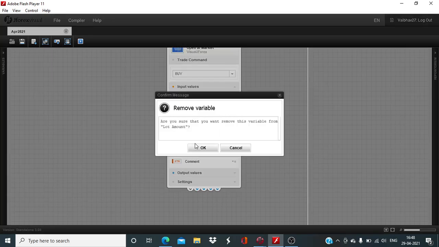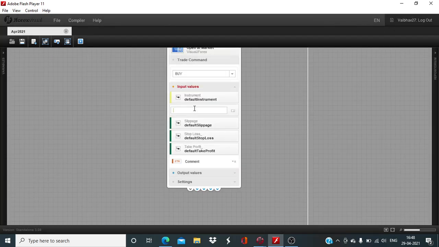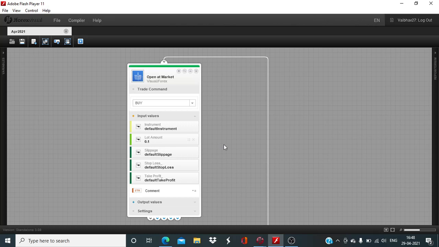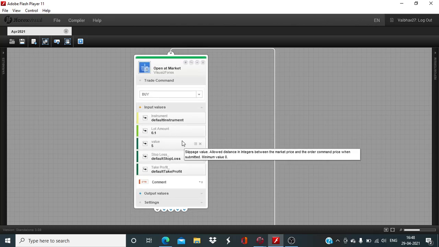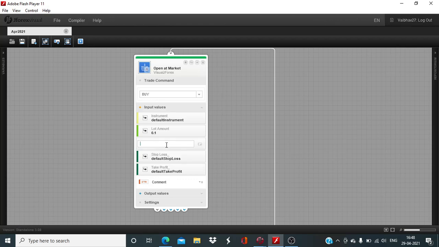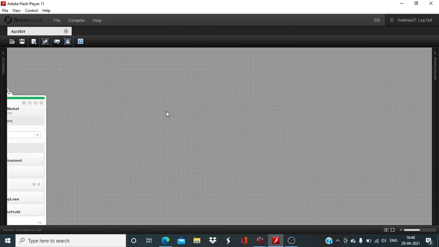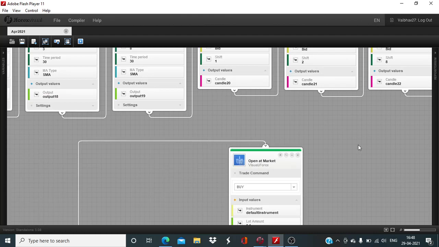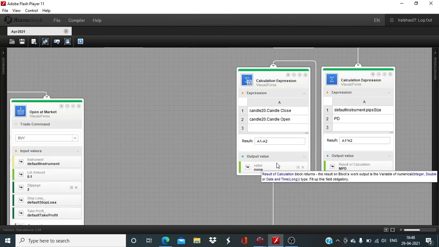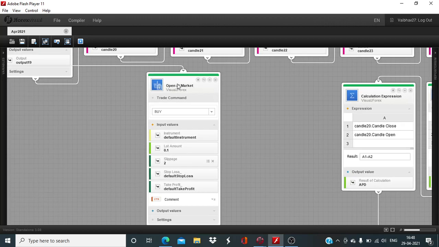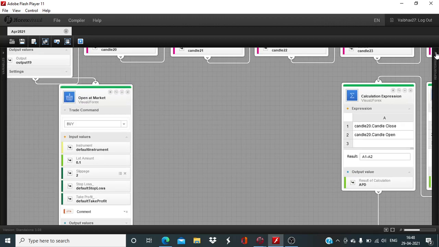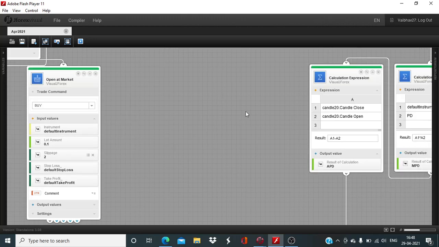Default trade amount I will change to 0.1 million. As I have said many times in prior sessions also, it will be defined as per your equity. Slippage 2 pips is good enough. Stop loss and take profit we will make it dynamic, and that calculation is going to be fairly simple. All we are going to do is take 100% of this APD value as the stop loss. So we don't want the price to dip below the last hour's opening value.